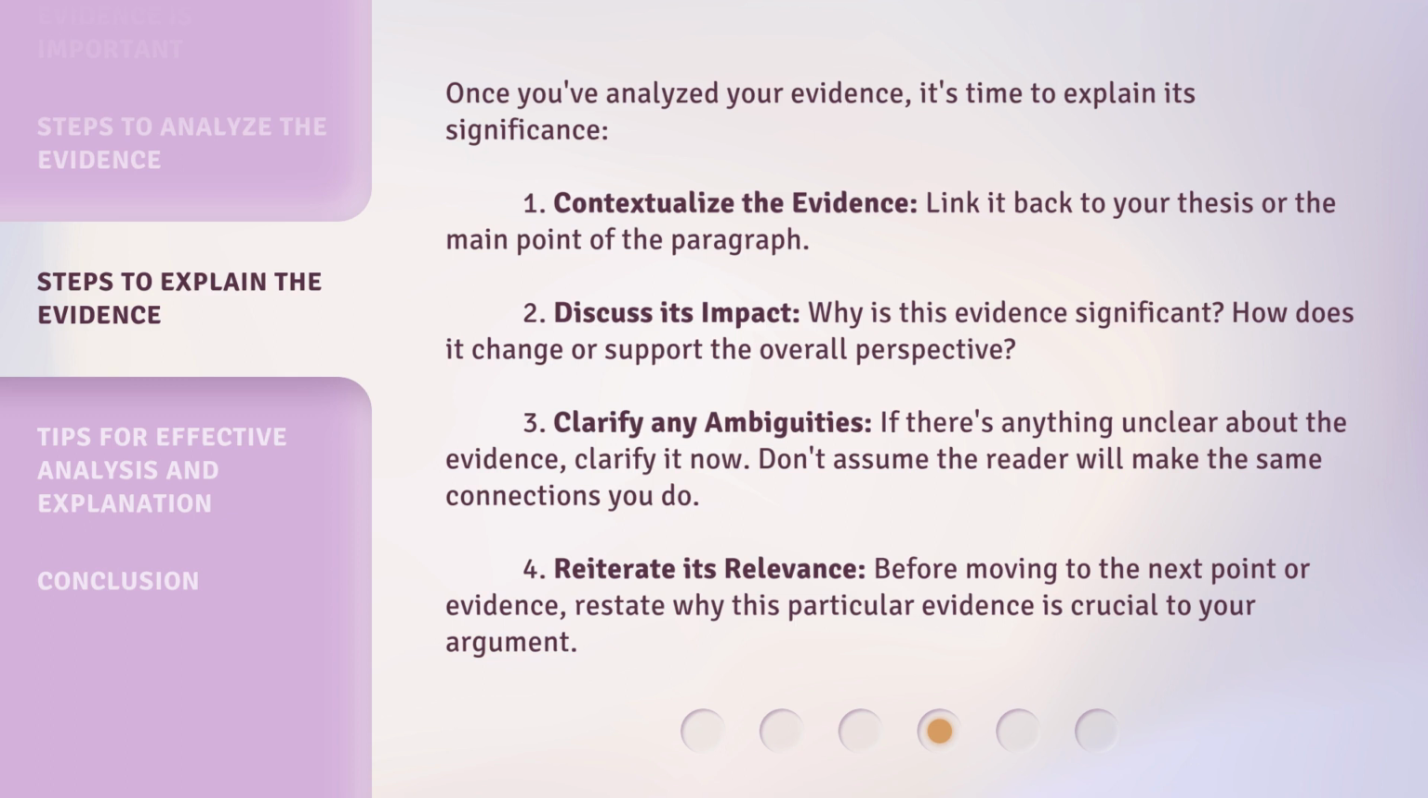3. Clarify any ambiguities. If there's anything unclear about the evidence, clarify it now. Don't assume the reader will make the same connections you do. 4. Reiterate its relevance. Before moving to the next point or evidence, restate why this particular evidence is crucial to your argument.